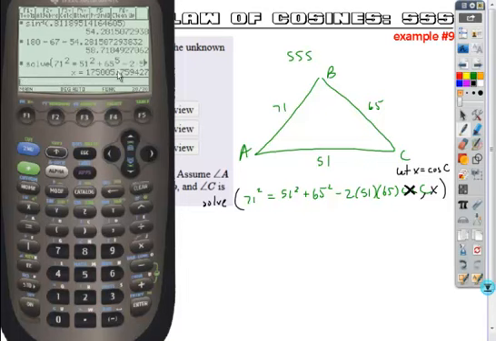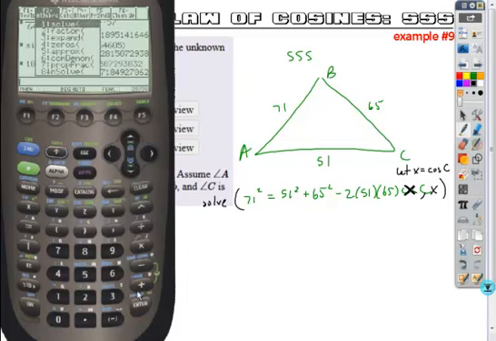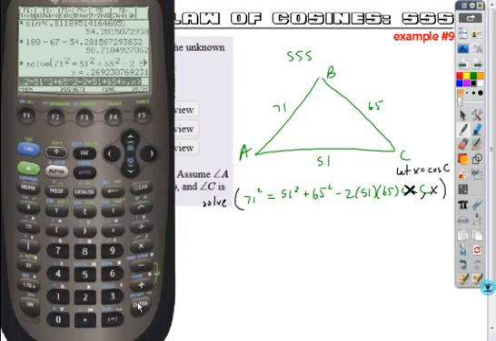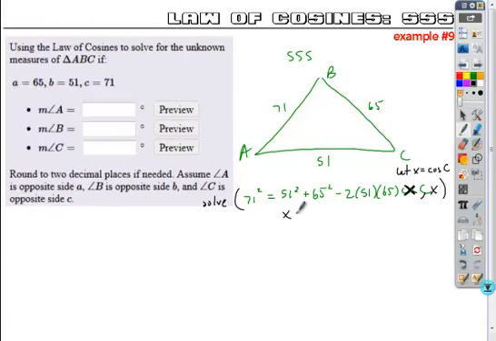Let me re-enter this. I used the wrong power here. Okay, so if I enter the solve feature, 71 squared is equal to 51 squared plus 65 squared minus 2 times 51 times 65 times x. And I'm solving for x. I'll hit the diamond to put my answer in decimal form. My expectation is the cosine needs to fall between -1 and +1. This one does, so x is equal to 0.269. And remember, x was the cosine of C.